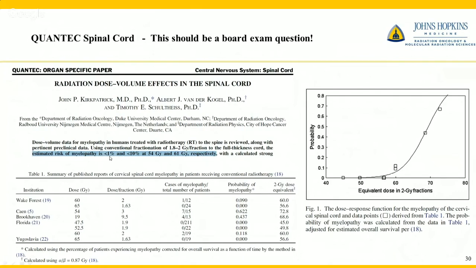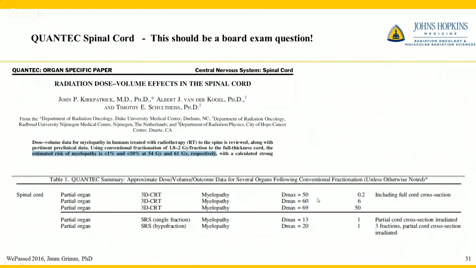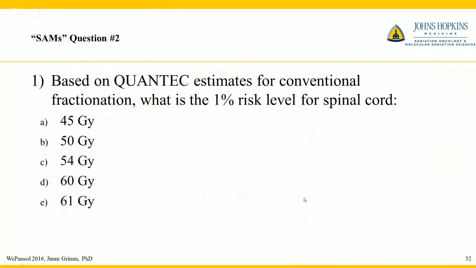And especially with this model, they have quite a good estimate of it now. 45 gray is way down here, very small risk. 50 gray is 0.2% risk. 54 is 1%, and 61 gray is 10%. So I'm leading up to the next quiz question. So picture this in your mind and get ready, because this is the topic of the quiz. Here's the same information in tabular form. So here's the next question.